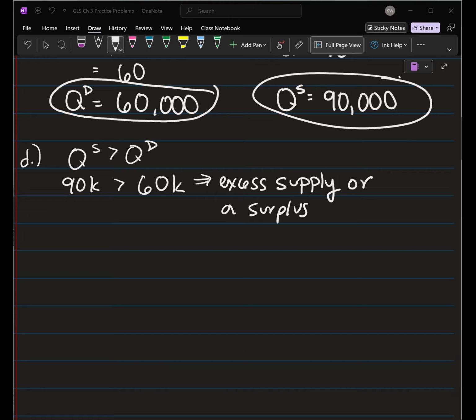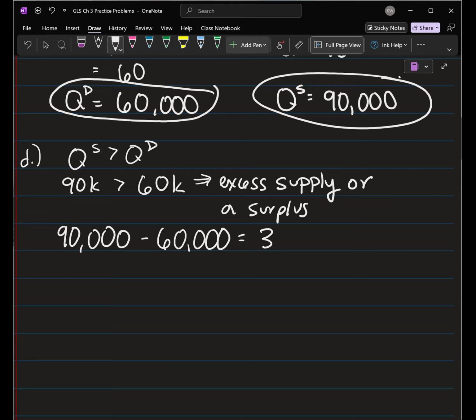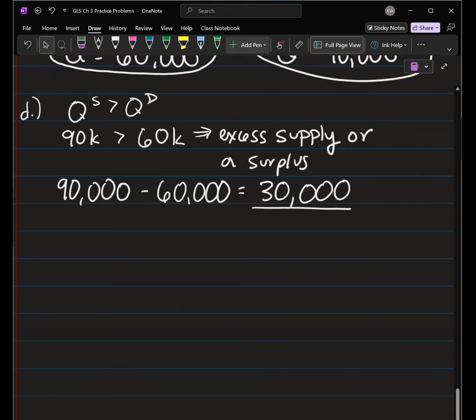So we have an excess supply, or surplus, and to be exact, that excess supply is just the difference between the quantity supplied and the quantity demanded at the new price. So 90,000 minus 60,000, which is going to give us 30,000. That's exactly how many labor hours are in excess supply.